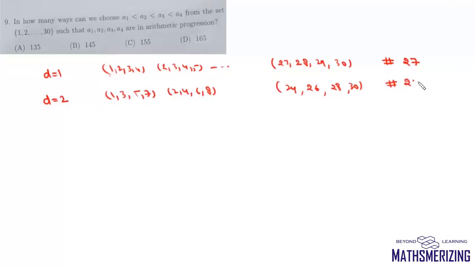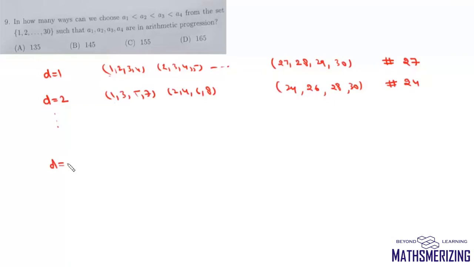So from 1 to 27, we have altogether 27 choices. Now if we take common difference of 2, then we'll take these numbers as 1, 3, 5, 7, or 2, 4, 6, 8, and it'll go all the way up to, now this is 30, 28, 26 and 24. So again from 1 to 24, the number of such possible combinations is 24.